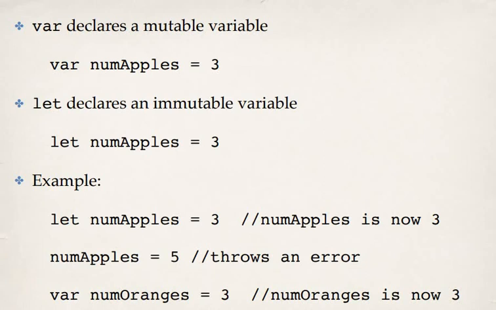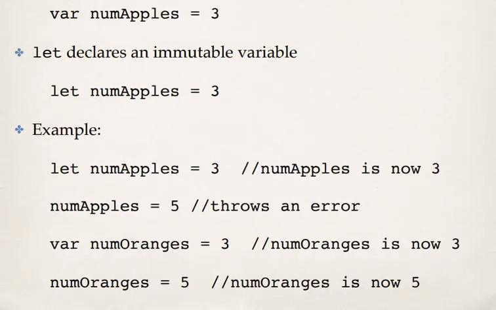Look at the example. let variable is equal to 3, and if you are trying to change the value of a variable which is declared with let, it throws an error. So look at the example of a variable which is declared with var.